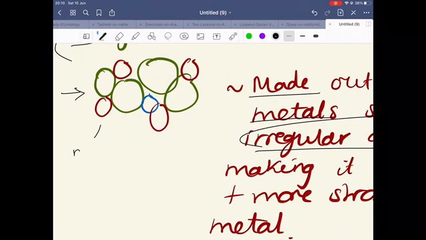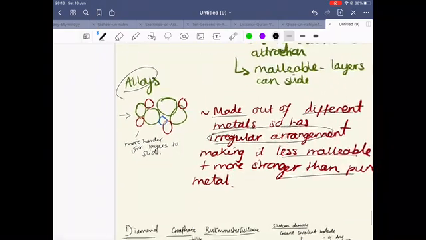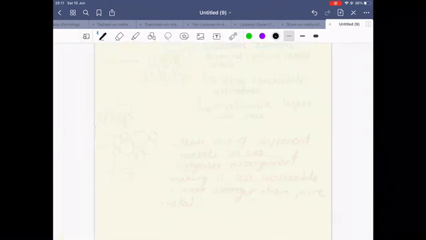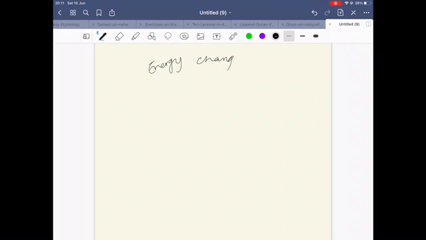We can also form alloys if we mix different metal atoms, and because the sizes of the metal atoms are different, it will look like an irregular arrangement, and this makes it harder for the layers to slide when a force or pressure is applied. So that's why alloys are a lot stronger, and that's why they have lots of uses.